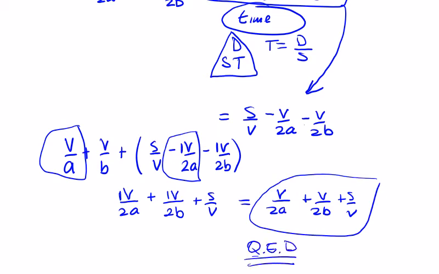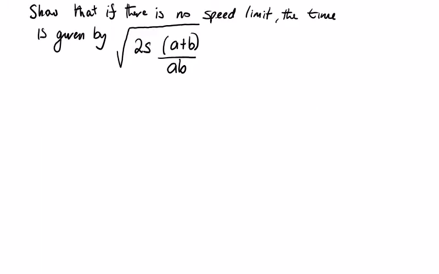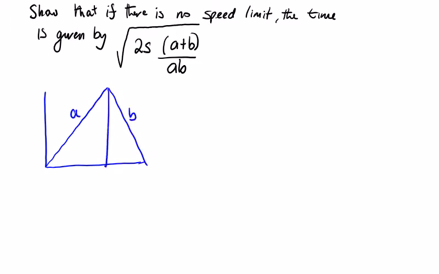erat demonstrandum. Okay, there's a part 2 in this question. Part B, we're asked to show that if there is no speed limit, the time taken is given by this, square root of 2s times a plus b over ab. Okay, let's do a little diagram here. So the acceleration of a, deceleration of b. We have max velocity here. We call it v.